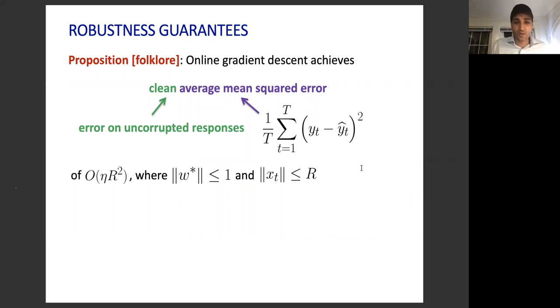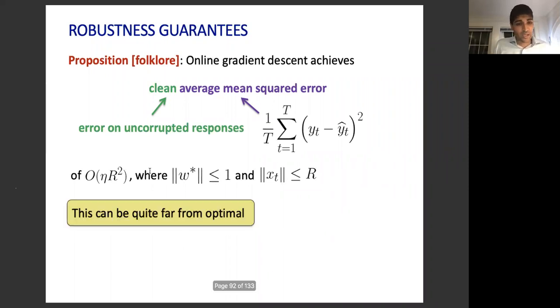Because, first, what you can do is look at the average mean squared error. But actually, if some of the responses are arbitrarily corrupted, you can't really look at the difference between your prediction and the thing you observe. You should look at the clean error, namely, the difference between your estimate and what the true estimate would have been without the corruptions. And what you can show is that if all of your covariates xt have Euclidean norm at most r, and your regressor w star has norm at most 1, then the clean average mean squared error you can obtain is at most eta, this corruption rate, times r squared.